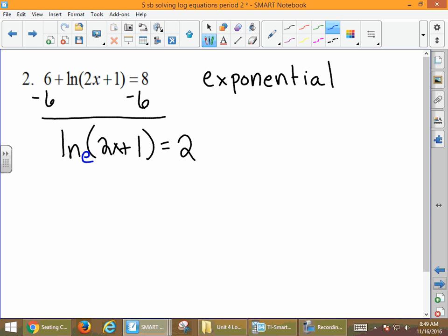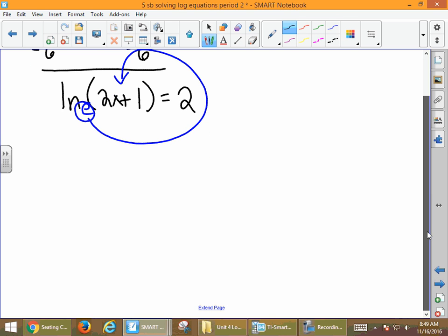And because it's an exponential, we need to convert this into exponential format. That means we're going to take this value of e, and we're going to go up and around. Remember that a logarithm is another way of writing an exponent. Whatever this logarithm equals is an exponent. So when we convert, this is going to be e squared, there's the exponent, equals 2x plus 1.